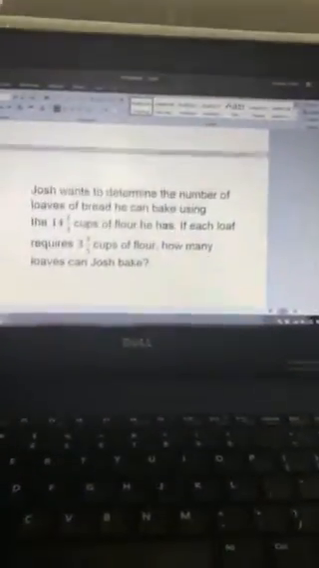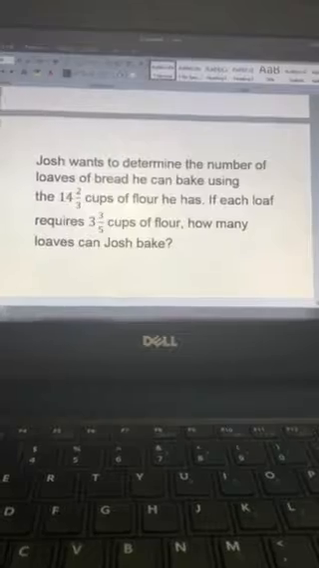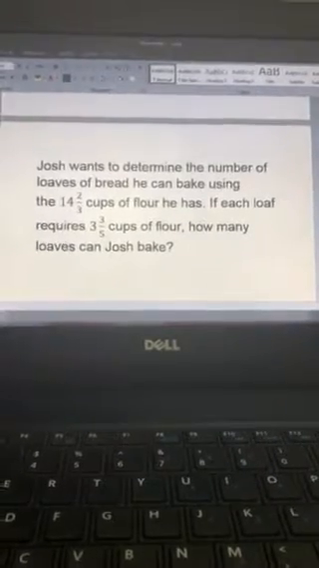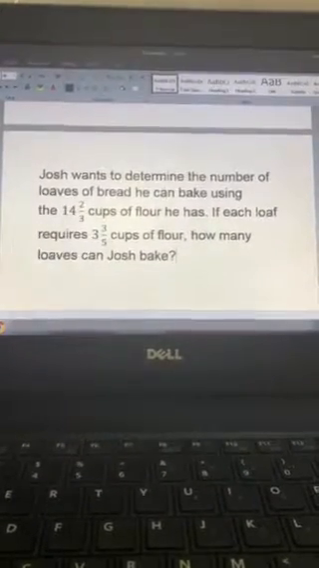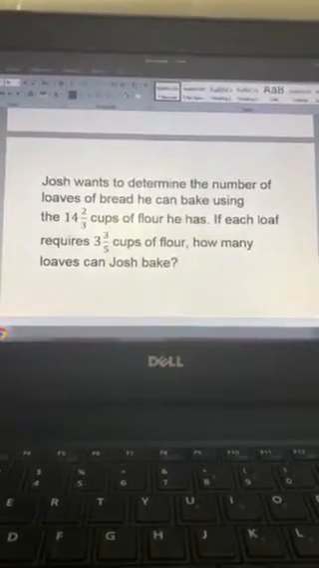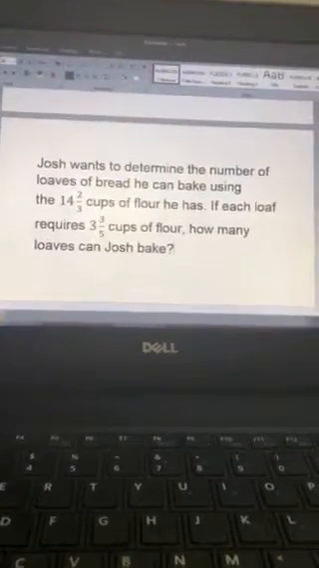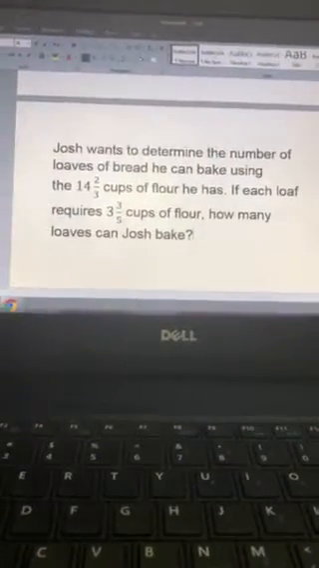Let's look at another example. Josh wants to determine the number of loaves of bread he can bake using 14 2/3 cups of flour. If each loaf requires 3 3/5 cups of flour, how many loaves can Josh bake?